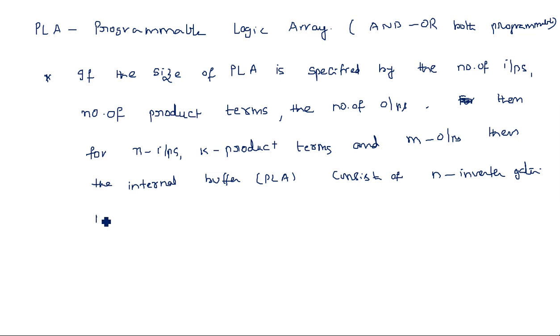Then k AND gates. So after the n inverters, the k product terms will be generated by k AND gates, and m OR gates because m outputs are there. Each output is coming from an OR gate. So m OR gates are there, and also m XOR gates to get true form as well as complemented form. So this is the actual size of the PLA.